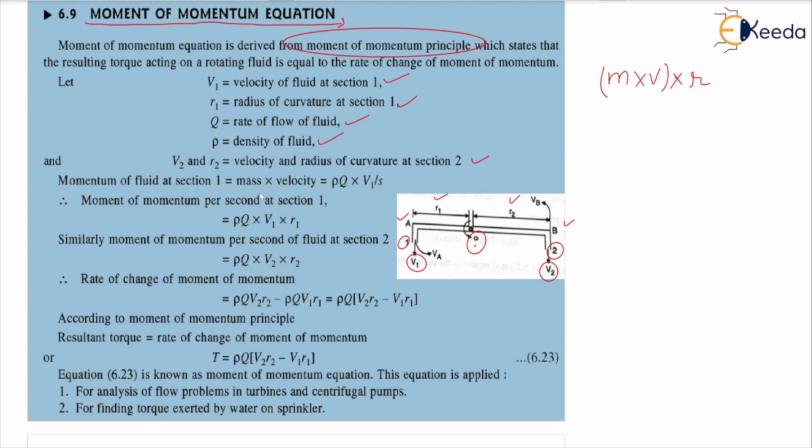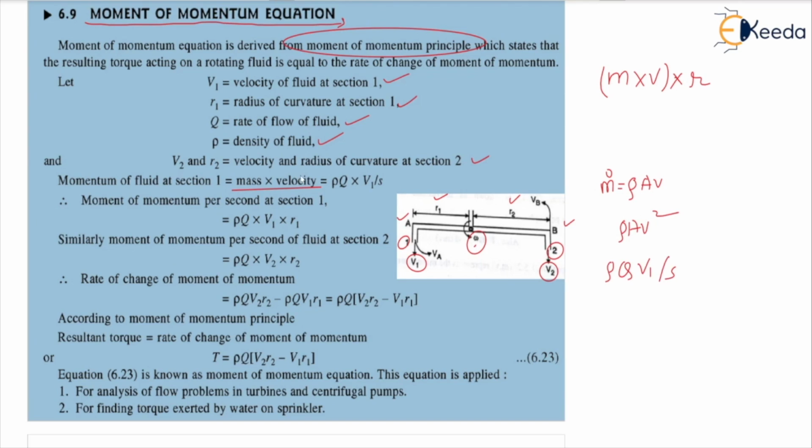Momentum of fluid at section 1. What is momentum? Very simple. Momentum is mass into velocity. And what is mass? The mass flow rate is rho AV. So mass into velocity gives rho AV square. So what is written here? Rho into Q into V1 per second. So per second is also written.